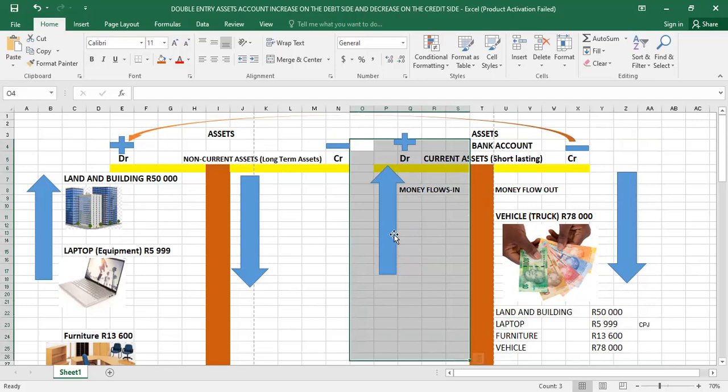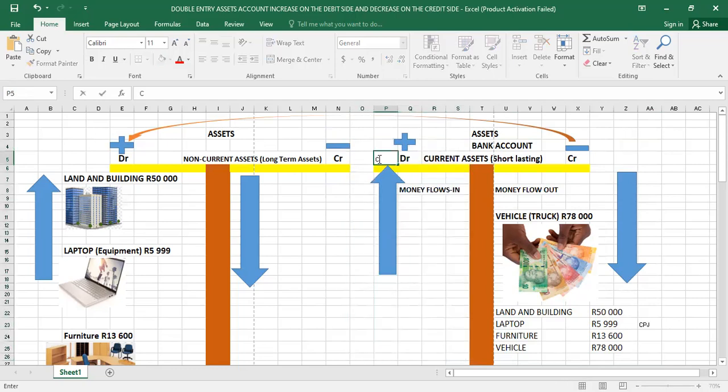We are going to be using another book which is known as the cash receipt journal. The word receipt shows that we are receiving, and the word payment on our right-hand side, which is the credit side of our bank account, shows that the money is flowing out from our business bank account.